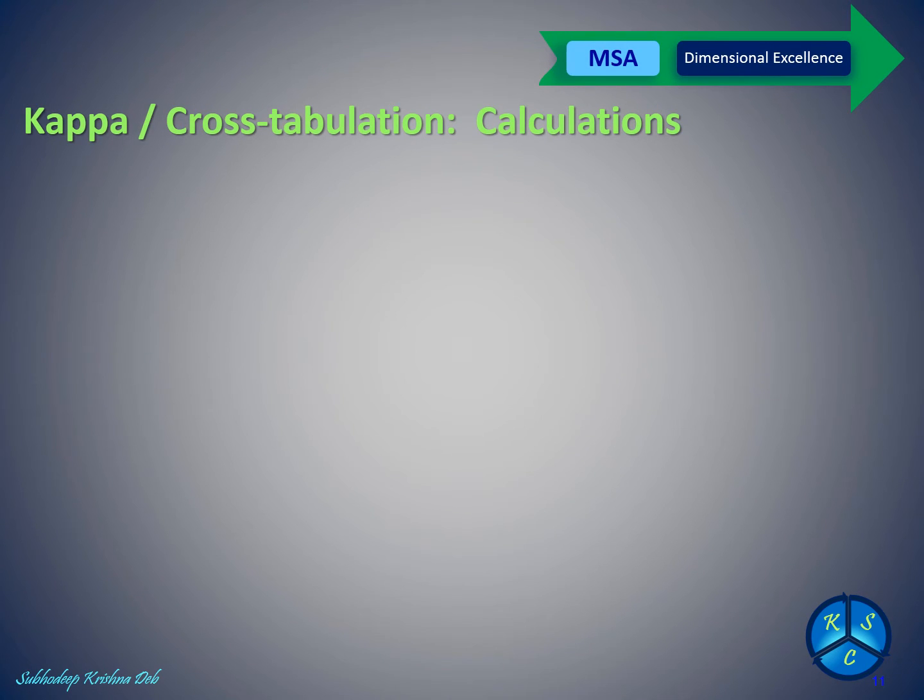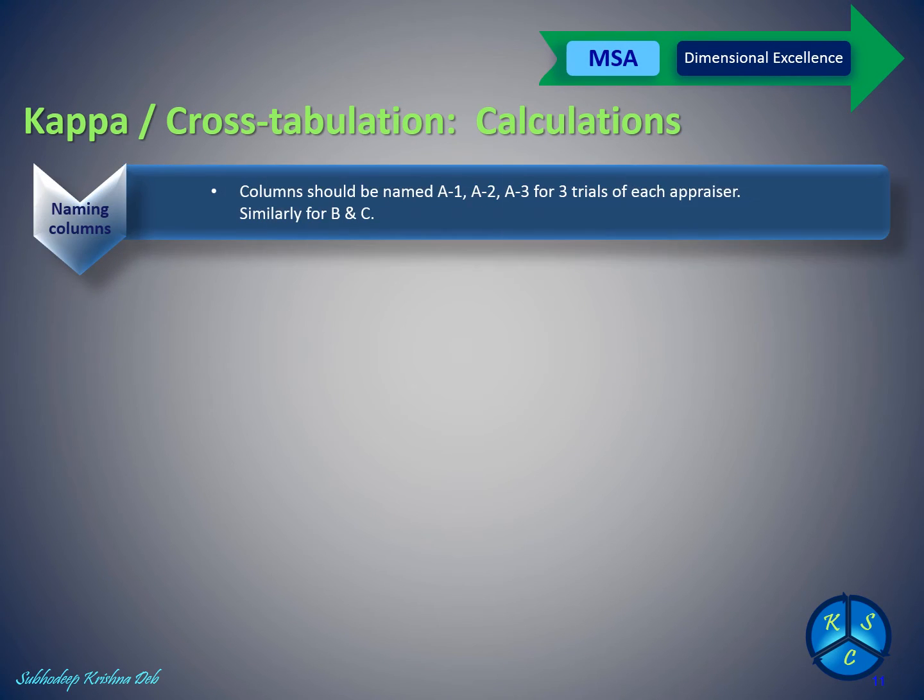Let us understand the calculation part now for the CAPA method. First of all, there are 3 appraisers, A, B and C. For each appraiser there are 3 trials that we did, and the columns will be named A1, A2 and A3 for A, B1, B2, B3 for B, and similarly C1, C2, C3 for C. So each row will have 9 data.